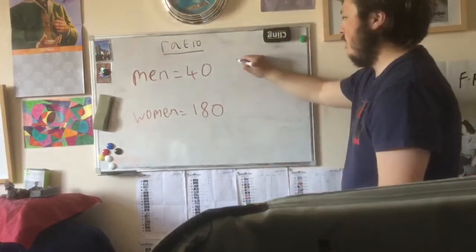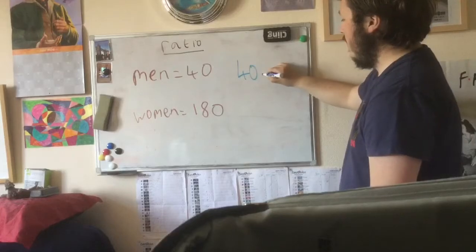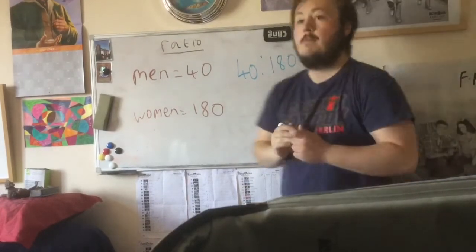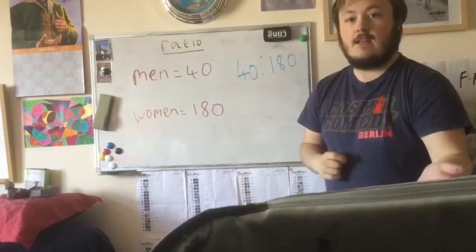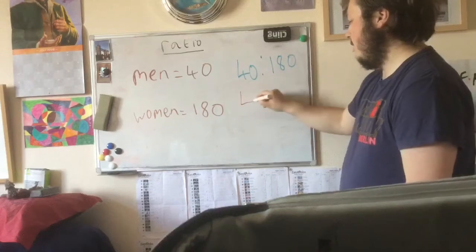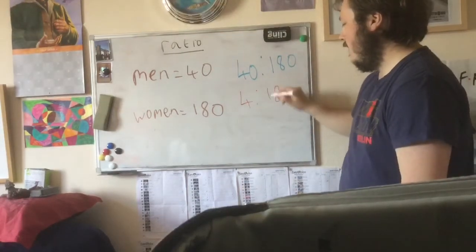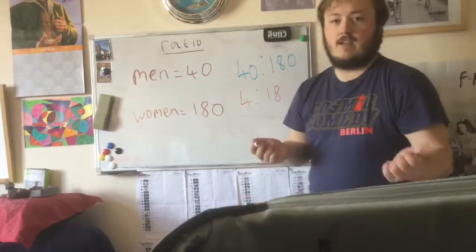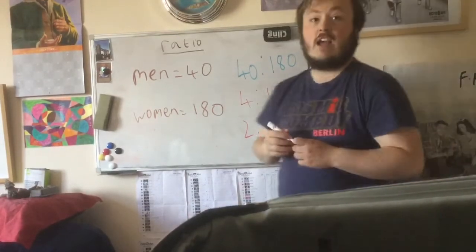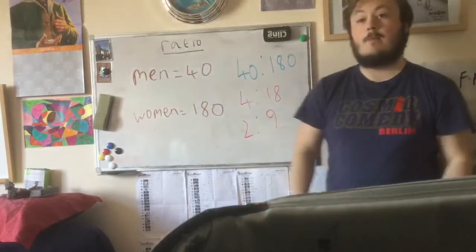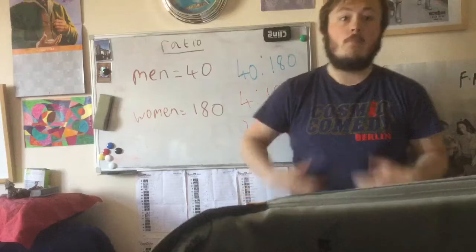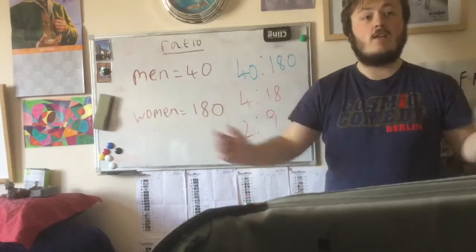So let's start off with the 40, and then we do the dots, and then we put 180. But this can obviously be simplified. I'll first get rid of the zeros. So we do 4 to 18. But these are also both even numbers, so I can simplify it further, 2 to 9. I can't simplify any more though because 2 is a prime number. So what we just found out is that for every 2 men on my psychology course, there were 9 women.